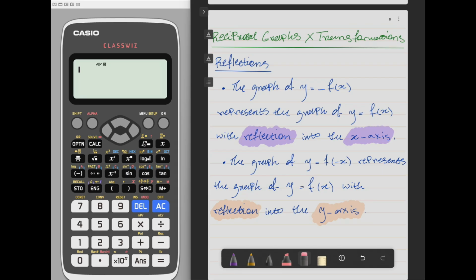Hello everyone, this is Mathematics and we are here with the second and fifth sections of the fourth chapter. So we're going to talk about reciprocal graphs and transformations.